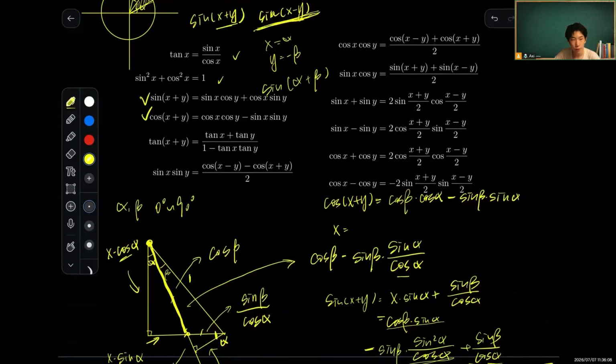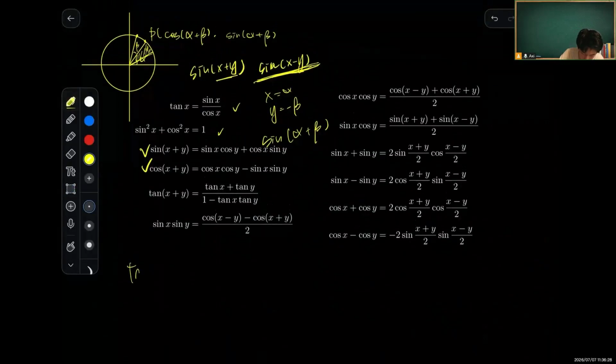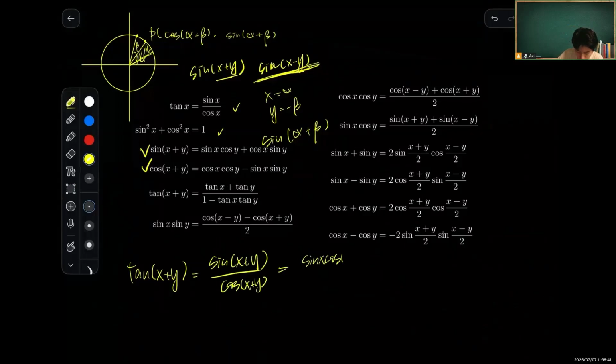And then given that, we can find tangent x plus y. And the way to go here, let me just clean this part up. Boom, tangent x plus y is equal to sine of x plus y over cosine of x plus y, which we already have: sine of x cosine of y plus cosine of x sine of y over cosine of x cosine of y minus sine of x sine of y.